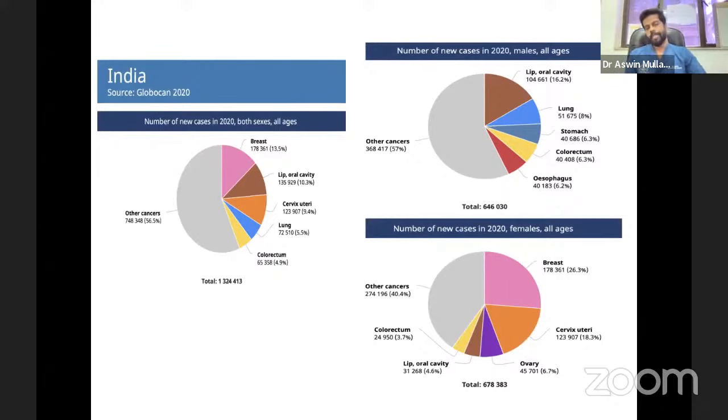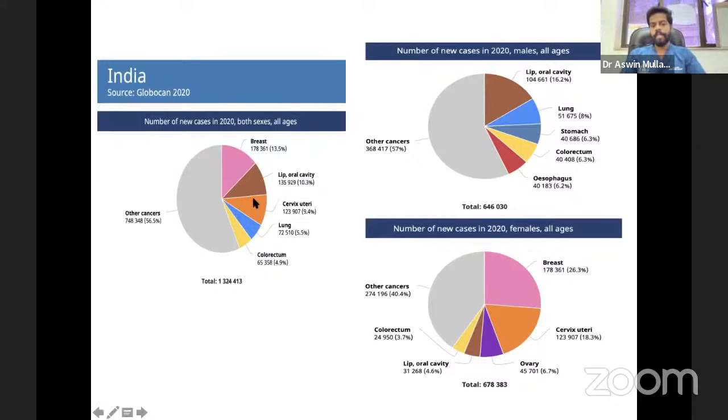Every year there will be new cases. The last GLOBOCAN update was in 2020. According to that, the number of new cases, both sexes, males and females, in all age groups: the majority, 56.5%, is other cancers. That means hematological malignancies, lymphoproliferative disorders, lymphomas, all other kinds of entities come under that. In the remaining classified group, breast accounts for more, followed by lip and oral cavity, cervix, lung, and colorectal. So this is the distribution of cancers in India.